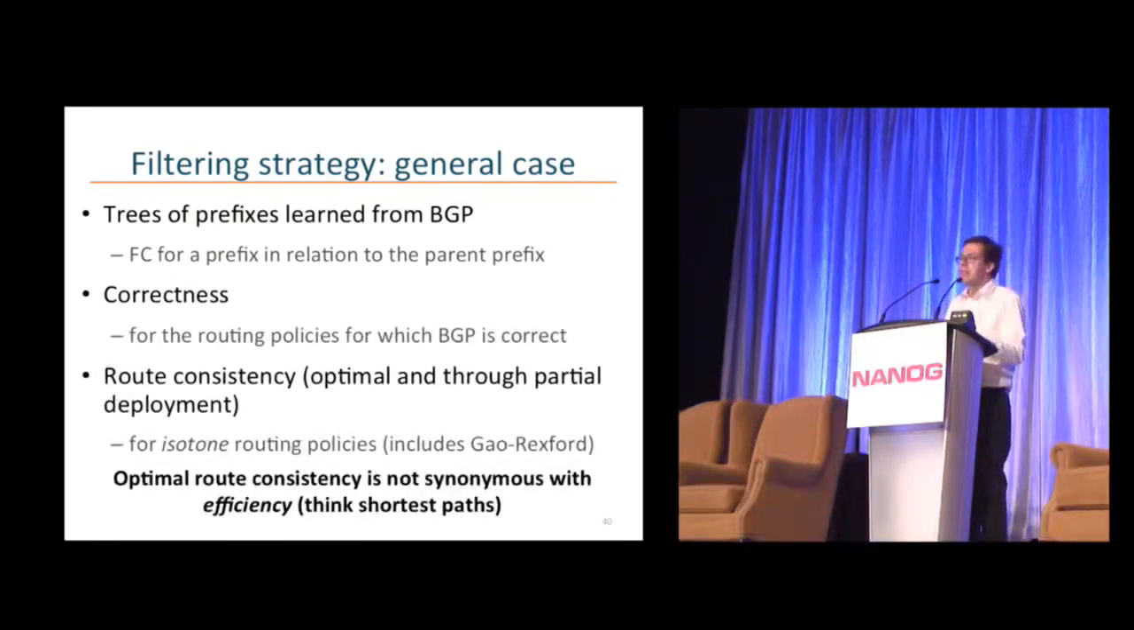Isotonicity is a talk in itself, but essentially it means that if one AS prefers one route over the other, a neighboring AS does not have the opposite preference after the local processing of the routes. Many routing policies are isotone, even if network operators are not explicitly aware of the fact. The Gao-Rexford routing policies, for instance, are isotone. Note that optimal route consistency is not synonymous with efficiency. It's the maximal number of nodes that can forego Q, it does not say if there are many of them or not many of them. Okay?